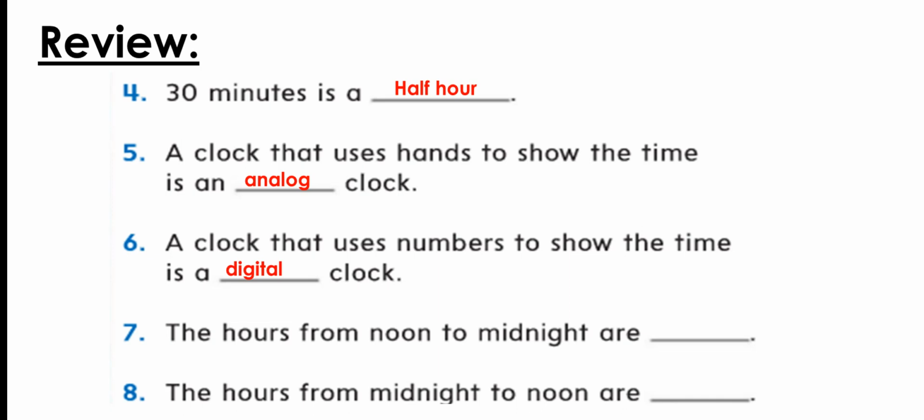Let's talk about AM and PM. The hours from noon to midnight are... Remember when I told you that after I pray the Dhuhr, I know it's PM, and before I pray the Dhuhr, it's AM. So noon means Dhuhr time. So afternoon to midnight are PM. That's how I remember. After I pray the Dhuhr, it's PM, and before it's AM. The hours from midnight to noon are AM.